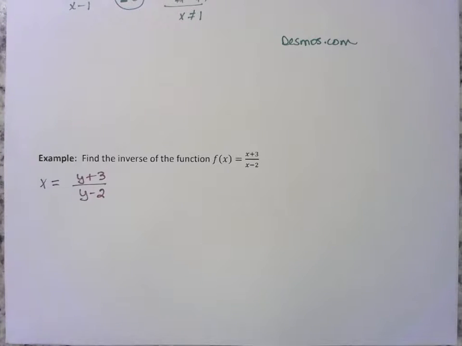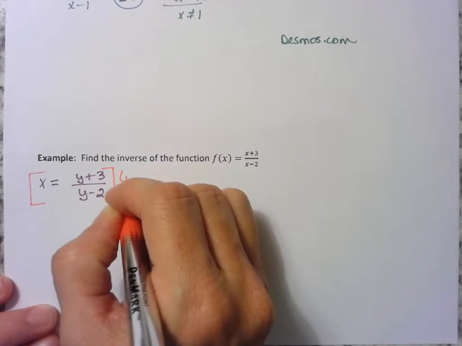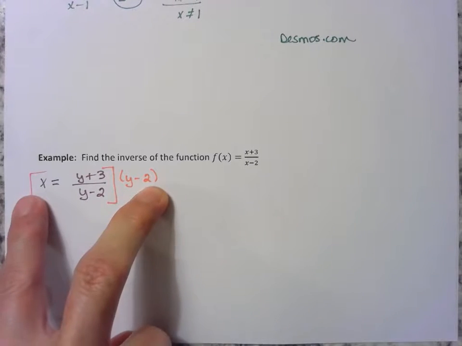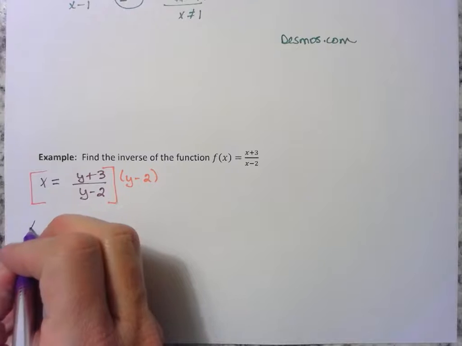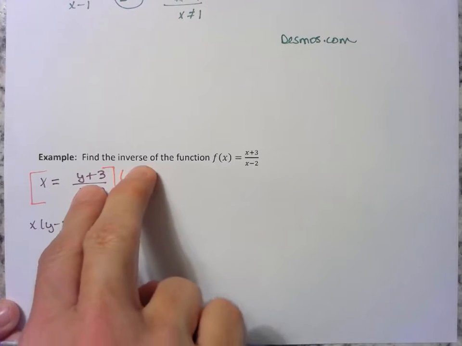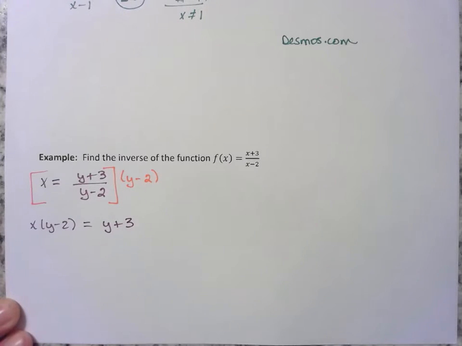So what we need to do is get this fraction out of the way. So let's multiply both sides by that common denominator. When I multiply the left side, I get x times (y minus 2). And when I multiply the right side, those go away. So I'm left with y plus 3.